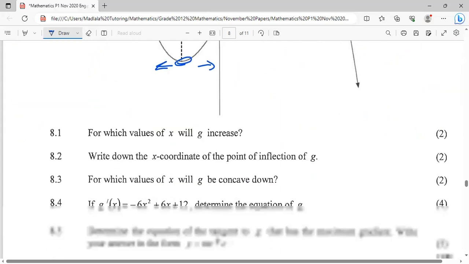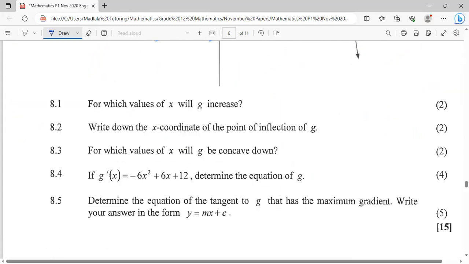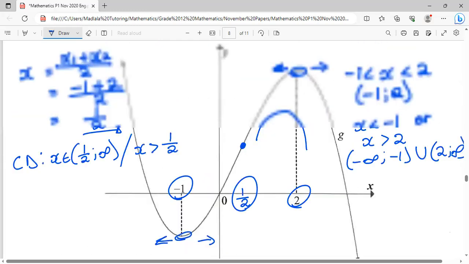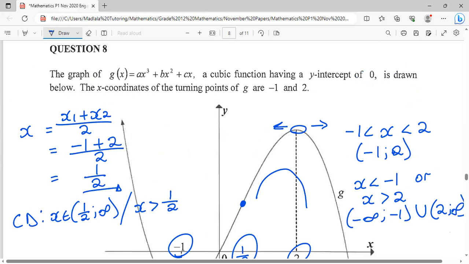Okay, that's fine. So let's look at 8.4. They say if g prime of x is negative 6x squared plus 6x plus 12, determine the equation of g. So what are they doing here? They give you the equation of the derivative, which is a quadratic function, and then they expect you to find the equation of the cubic function itself. So I think we need to go to the whiteboard for that. Yeah, let's go to the whiteboard.